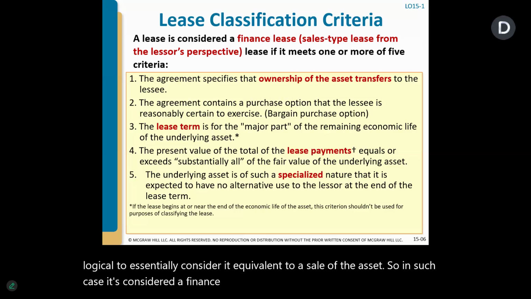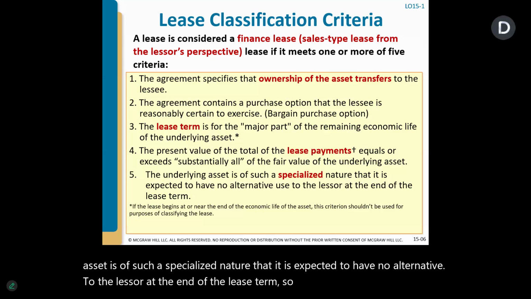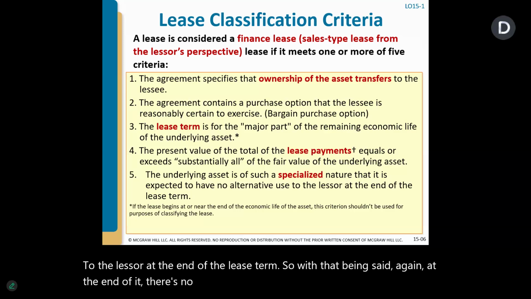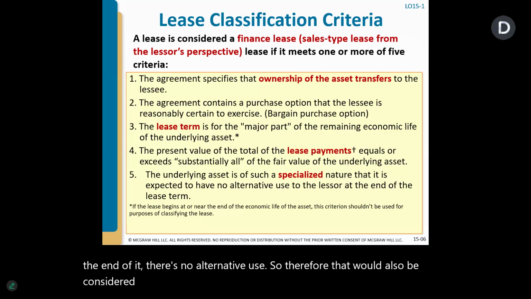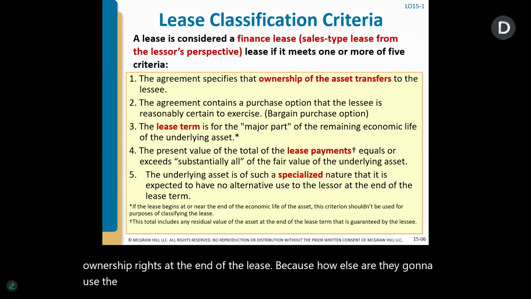And then the last criterion is the underlying asset is of such a specialized nature that it is expected to have no alternative use to the lessor at the end of the lease term. So with that being said, at the end of it, there's no alternative use. Therefore, that would also be considered a finance lease, indicating that the lessor intends a sale of ownership rights at the end of the lease, because how else are they going to use the asset?